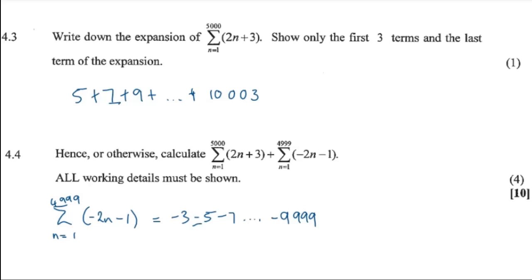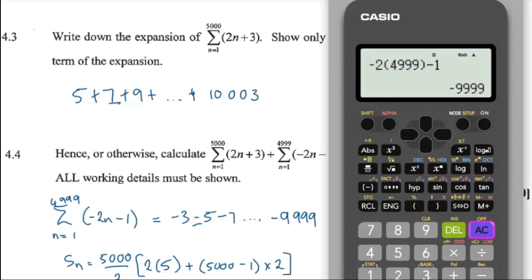We're just going to use our sum of arithmetic series formula. From 1 to 5,000, that is 5,000 terms, over 2, by 2 by the first term, which is 5. You can see it's adding 2 the whole time, so the common difference is 2. So we're going to say plus 5,000 minus 1 times 2. We're just going to quickly do that one in the calculator.